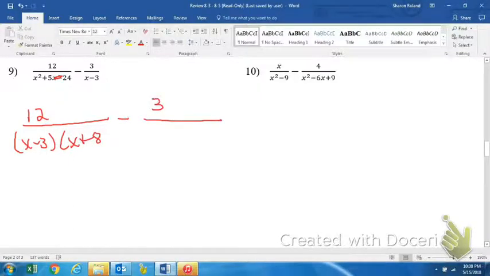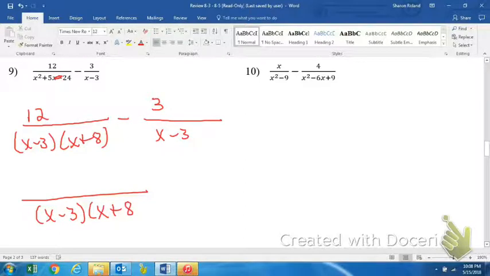And the other fraction is going to have an x minus 3. Okay, so you can see that the common denominator is going to be x minus 3 times x plus 8. The first number already has the denominator just like we like it. The second one needs an x plus 8. So what you do to the bottom, you have to do to the top.